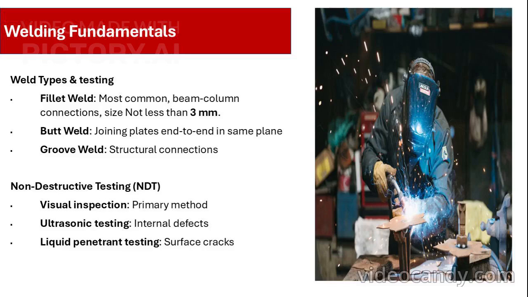For quality control, non-destructive testing, NDT, methods are used. Visual inspection is the first and most routine check, ultrasonic testing detects internal flaws, and liquid penetrant testing, LPT, helps identify surface cracks in the weld. These tests ensure weld safety and compliance with AWS D1.1 standards, which is critical for passing inspections and exams.